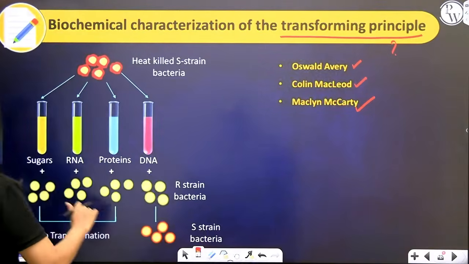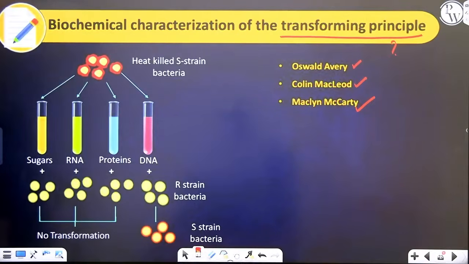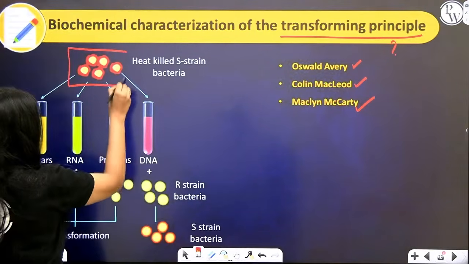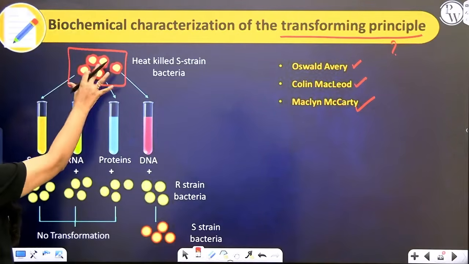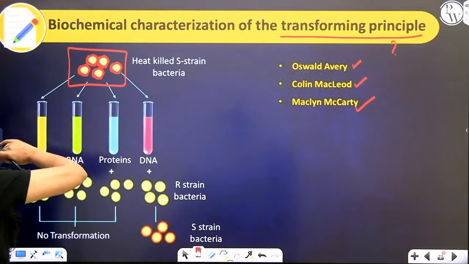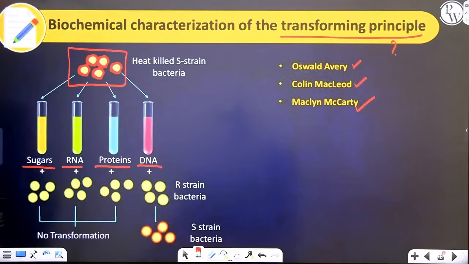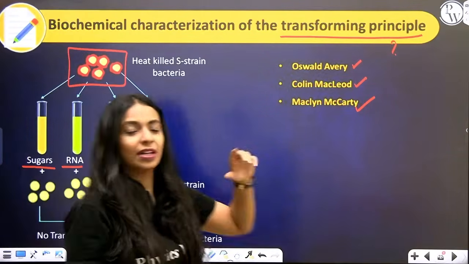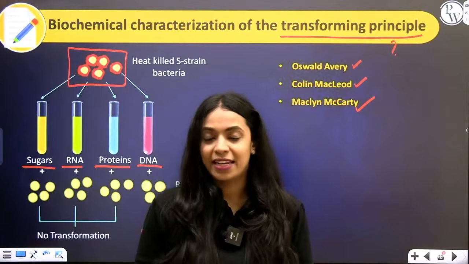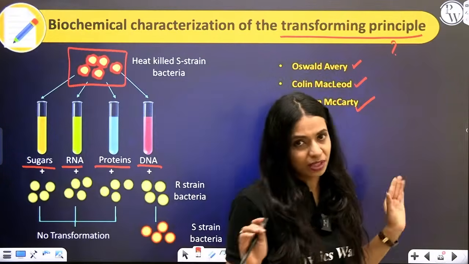What they basically did was, we know for sure that something in the heat-killed S strain bacteria is responsible for the transformation. So they take the heat-killed S strain bacteria. From this, they isolate sugars, RNA, proteins and DNA. Lipid is not even in the race. Nobody even thought that lipids could be the genetic material. So the main contenders for the genetic material were carbohydrates, proteins, DNA and RNA. Most people believed that proteins were the genetic material.